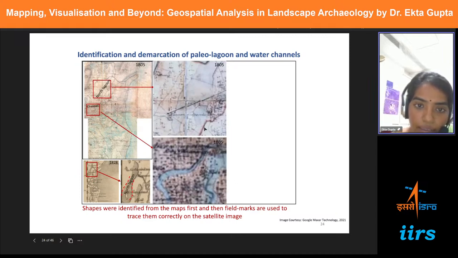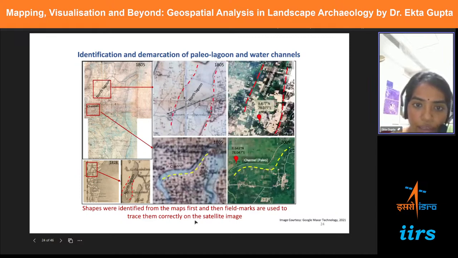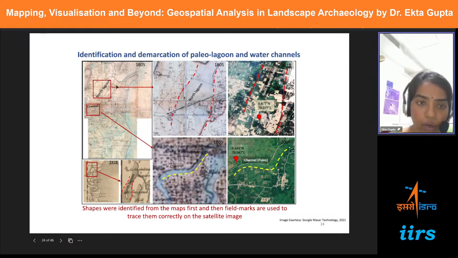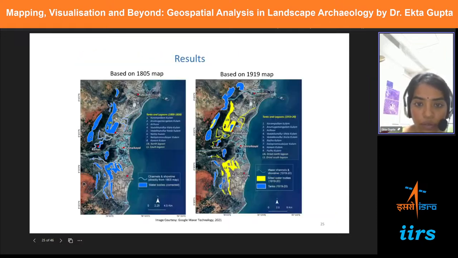So this is that lagoon marked in this old map. And actually the agricultural boundaries follow this shape, so we could trace it very accurately, though we were not able to georeference because we could not find well defined ground control points. Instead, we superimposed and found these traces and delineated these water bodies very correctly.